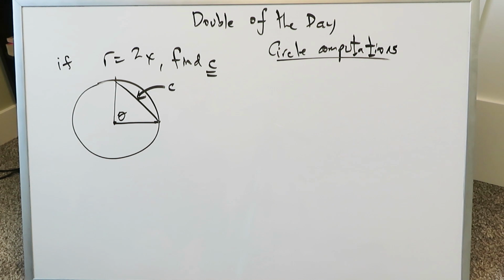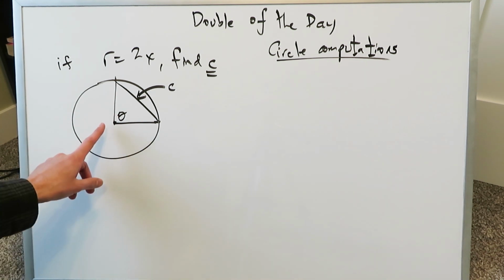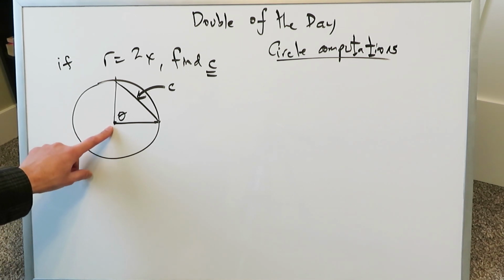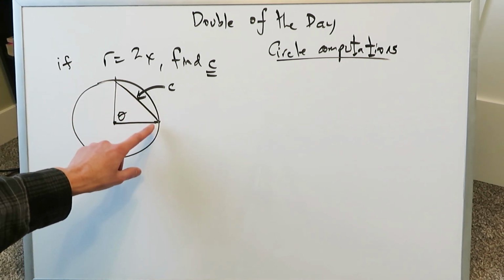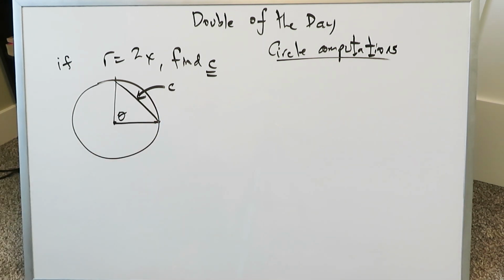Let's do a video here, Circle Computations, where we're looking at two standardized test questions. We have a representation of a circle here with a triangle drawn. The long edge of the triangle represents a chord with a length c. We have to determine that length c.